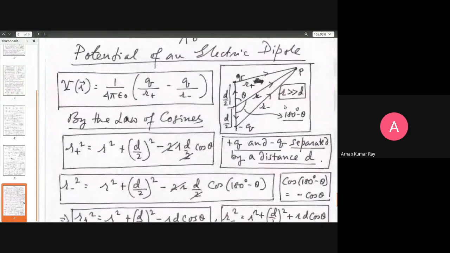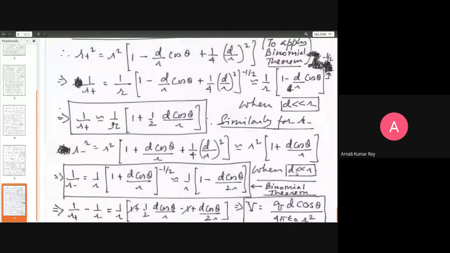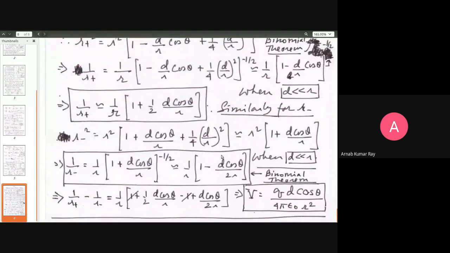Now, I said that this r is very much greater than d, fine. Therefore, d is very much less than r. Therefore, d by r, both have the dimension of length. d by r is a small number. And if a number is small, then its higher power can be neglected against its lower power. Be clear in understanding that fact.